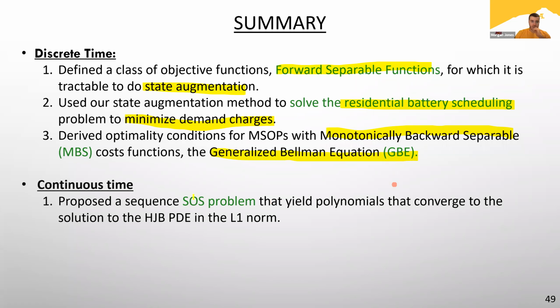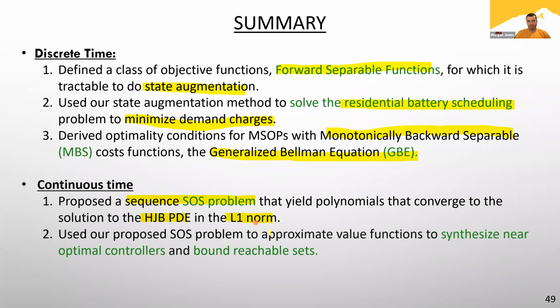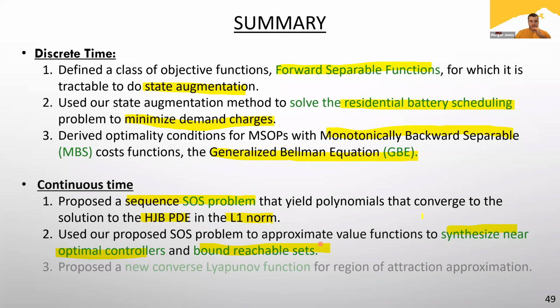For continuous time, we proposed a sequence of SOS problems, they yield polynomials that converge to solutions to the Hamilton-Jacobi-Bellman equation in the L1 norm. We use these approximate solutions to synthesize near optimal controllers and also bound reachable sets. We also proposed a new converse Lyapunov function and used the intuition that it was really a specialized version of a value function to also derive a SOS optimization problem to approximate the region of attraction.